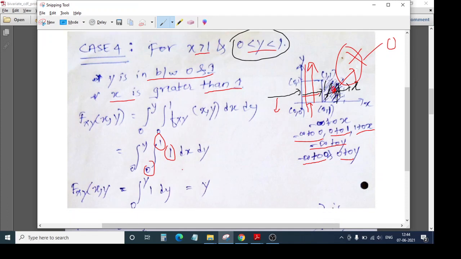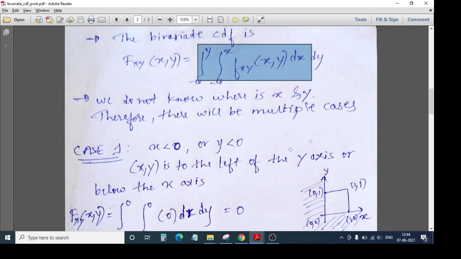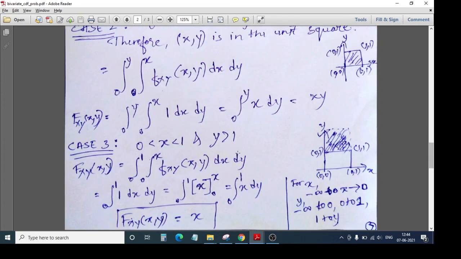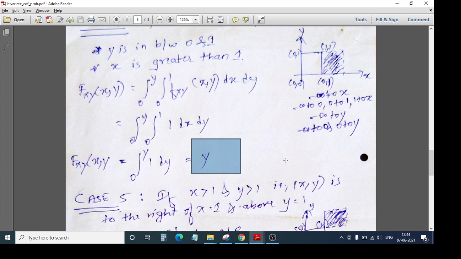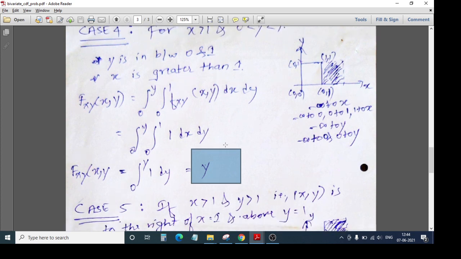Once you integrate this, the integration of 1 is nothing but x, and once you put the limits 0 to 1, the answer you will get is 1. Next you integrate with respect to y. The integration of 1 with respect to y is y itself, and the limits are 0 to y. So the final answer is y. If you can see here, the final answer we have is y. So this completes your case 4.